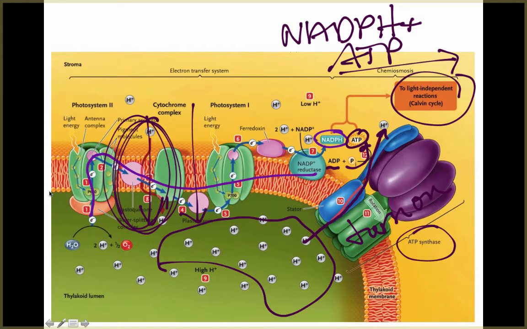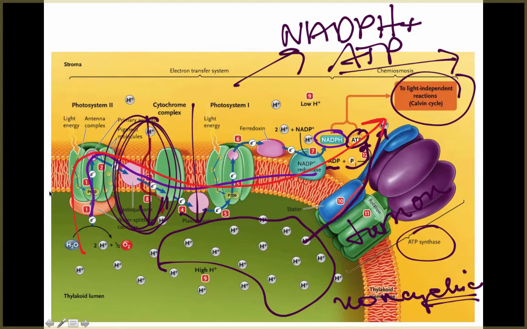So if we need both these molecules, then we go through this, which is non-cyclic. And can you see why it's non-cyclic? It's not going in a circle. It essentially starts over here, goes through, and comes out here. Nothing goes back on itself.